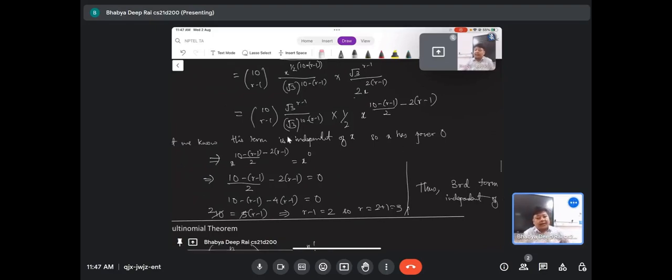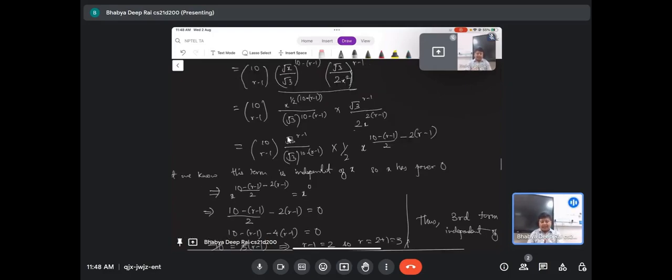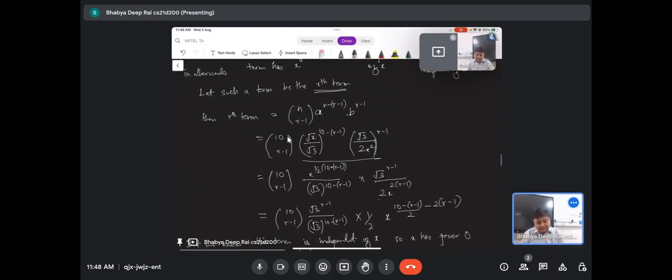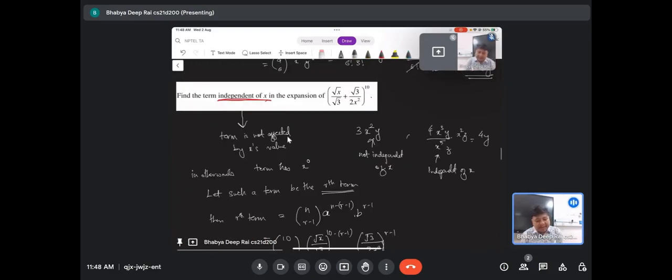Okay, and please look through this carefully. This is a slightly more challenging question. But the key idea is still as follows: we are asked to find the term which is independent of x, right? So how do I find the term independent of x? What does independent of x mean? Independent of x means that that term does not depend on the value of x. Or we can say that x has a power 0.